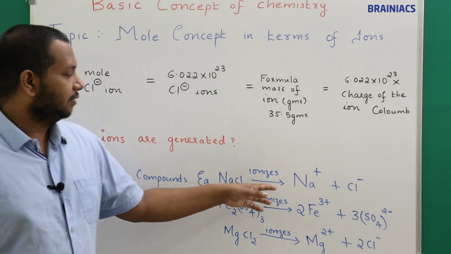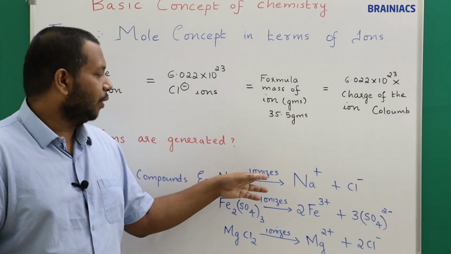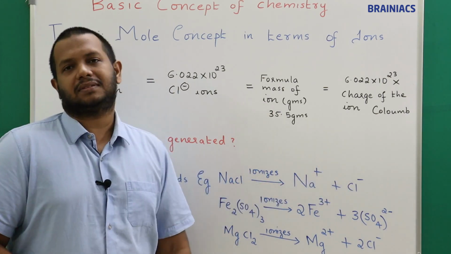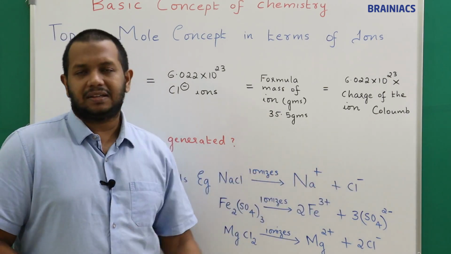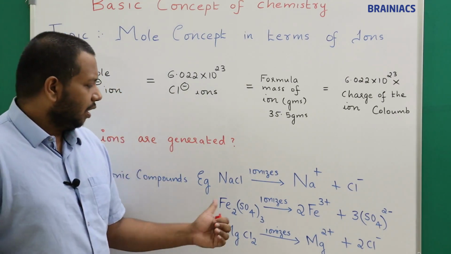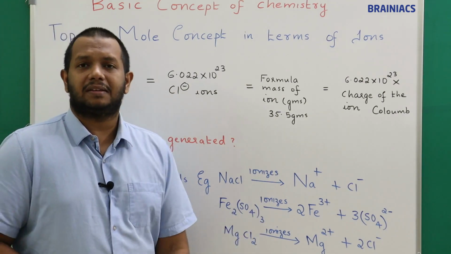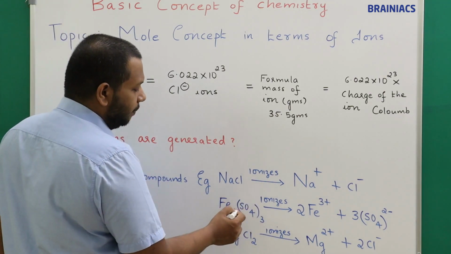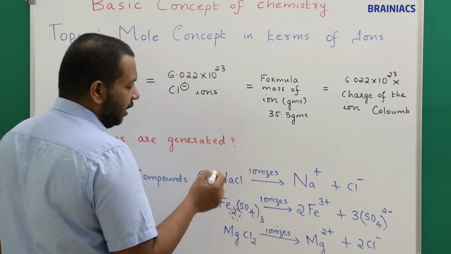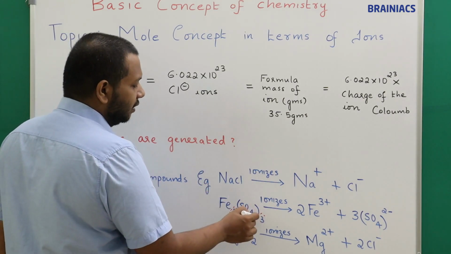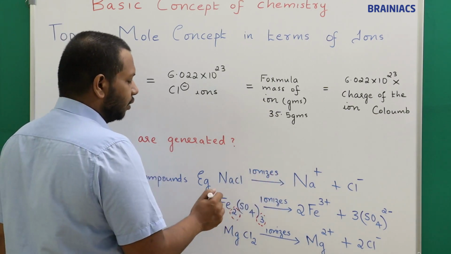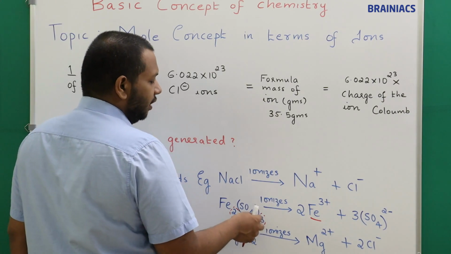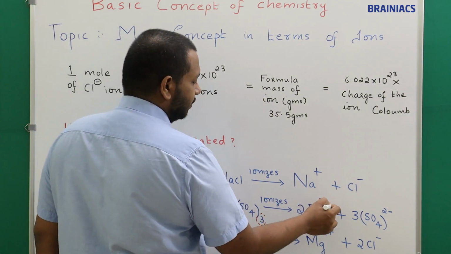So NaCl, in a water solution or anything, will ionize as Na plus and Cl minus. Now how will Fe2(SO4)3 ionize? One shortcut I will say: always write the charge of SO4 and the charge of Fe first. So I will write Fe, then I will look into this 3, and then I can say this is Fe3 plus. Correct.